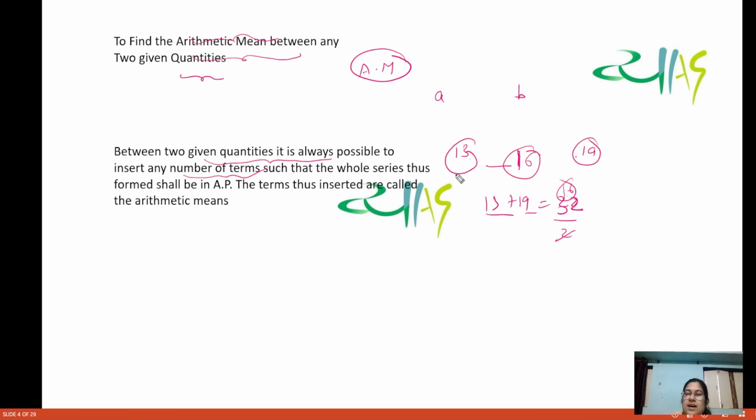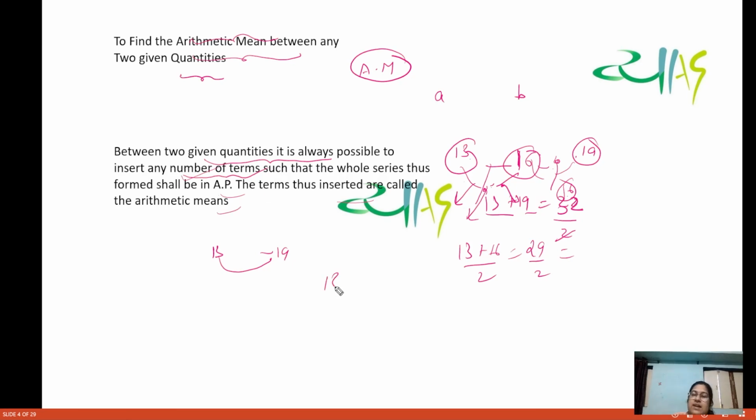Now between these two numbers there can be other possible means. Between 13 and 16 there will be a possible mean, (13 plus 16) by 2, which is 29 by 2. Between 16 and 19 you can also have a mean, and between those means you can also have further means. So between two quantities it is always possible to insert any number of terms such that the whole series is an AP, and these terms are called arithmetic means.